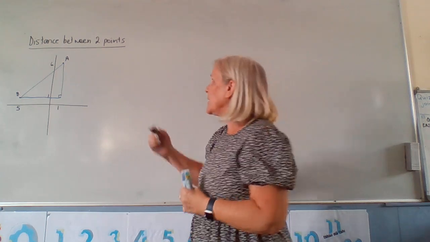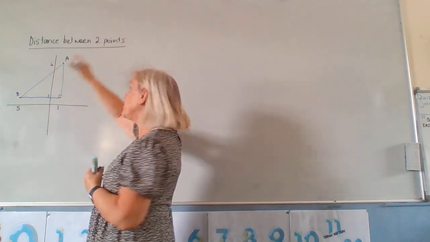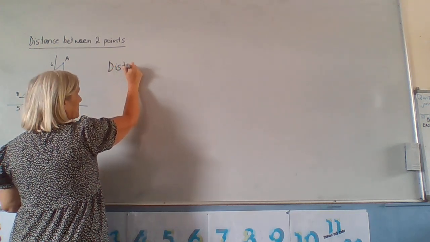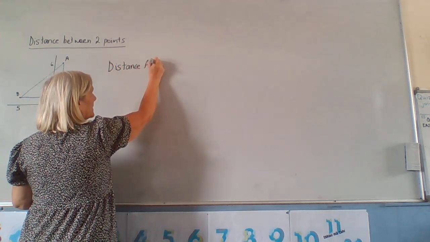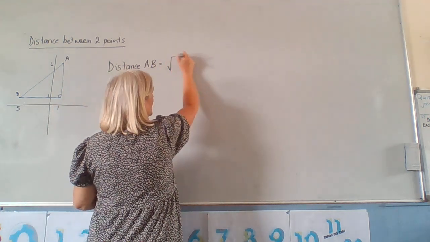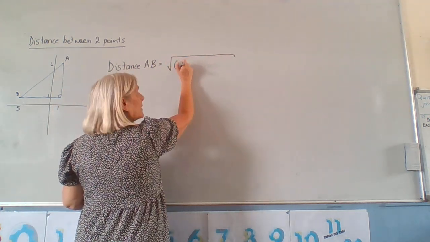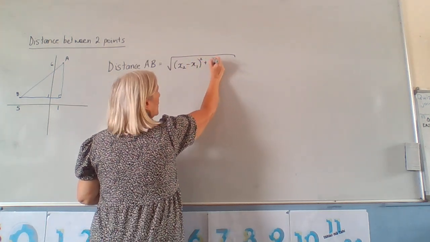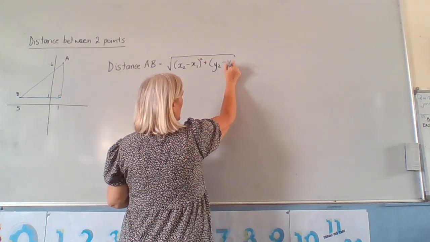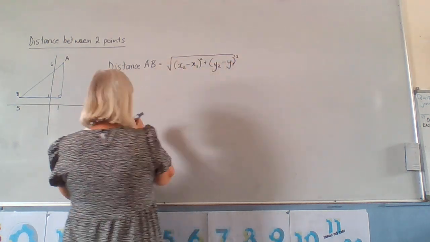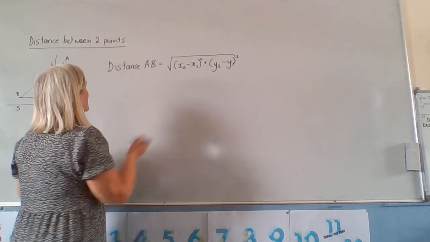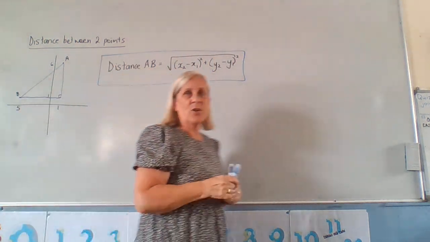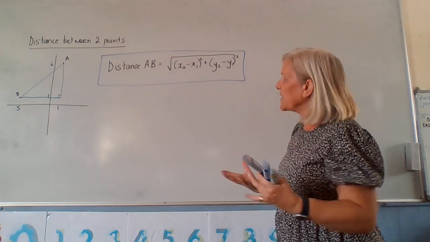So what we do is we're doing exactly Pythagoras, but we've got a formula, and the formula says that the distance from AB equals the square root of x2 minus x1 squared plus y2 minus y1 squared. All right, that's our formula. So we need that. We're going to use it today a lot of times. So, what does it all mean?